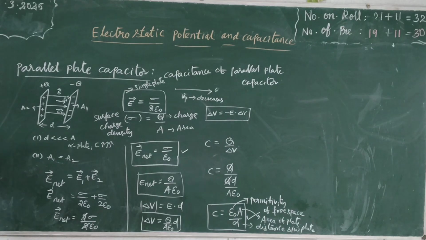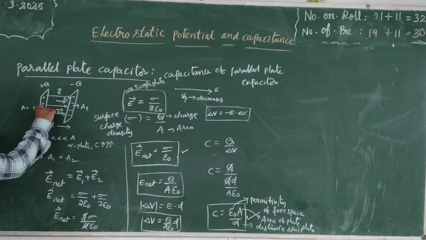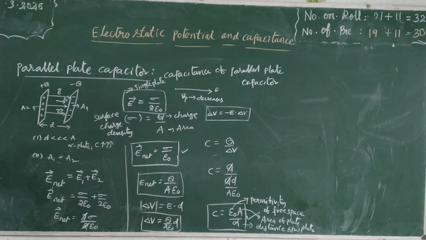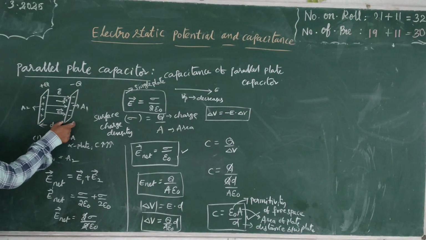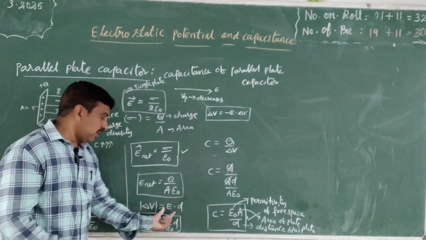We want the potential difference here. Here is one potential, and here is another potential. The electric field lines start here and end here. In the direction of the electric field, the electric potential decreases, which means here is definitely high potential and here is low potential. What is the difference now? Here we can write delta V.